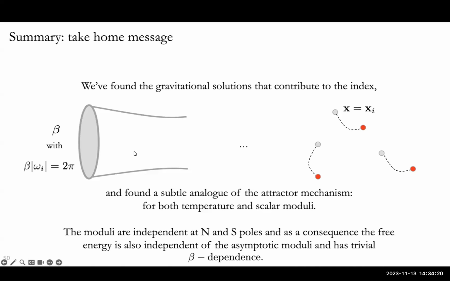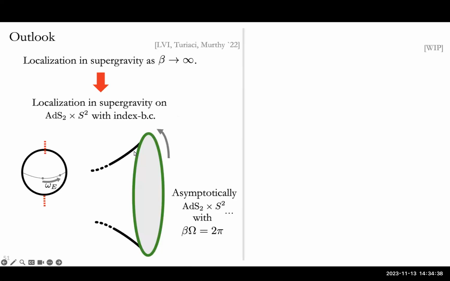And by looking at these solutions, we found subtle analogs of the attractor mechanism for both the temperature and the scalar moduli. The moduli are independent at the north and the south pole, and as a consequence, the free energy is also independent of the asymptotic moduli and has trivial beta dependence.